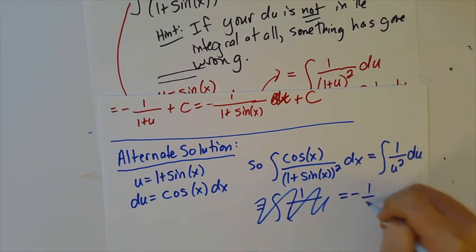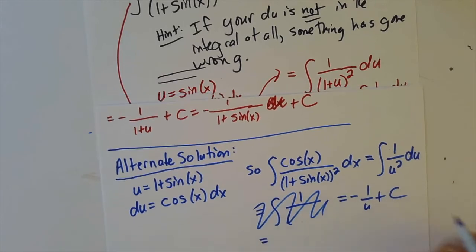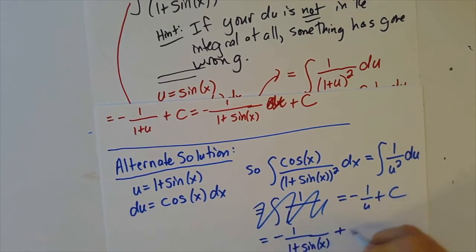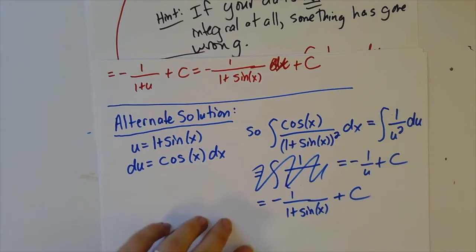which is minus 1 over u plus c by the power rule, because this is u to the minus 2, which is then the same thing as minus 1 over 1 plus sine of x plus c. So there's lots of paths through u substitution questions, and some of those paths will get you to the right place, and some of those paths that do get you to the right place are easier than others. But it's important to be flexible and be willing to try a bunch of different things.